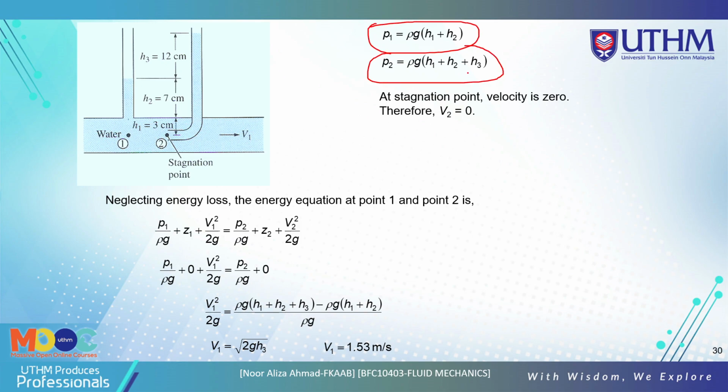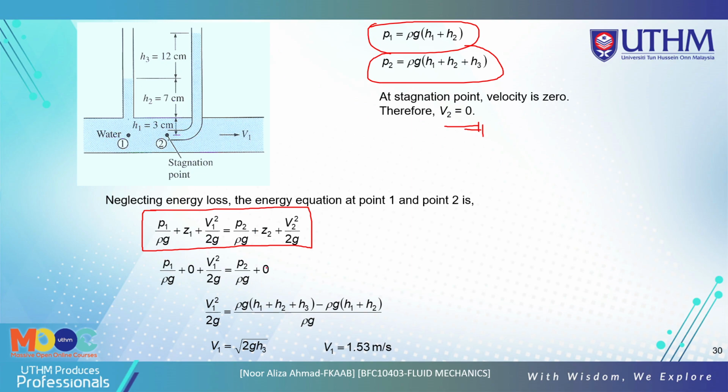Actually, this concept you all have learned in topic 2. At the stagnation point, velocity is 0. So the velocity at 2 is 0, because it's a stagnation point. Neglecting energy losses, the energy equation from point 1 to point 2 uses the Bernoulli equation, the energy equation, at point 1 and point 2 here.